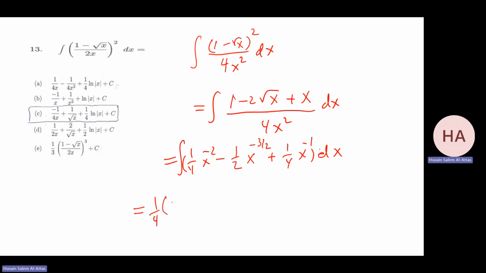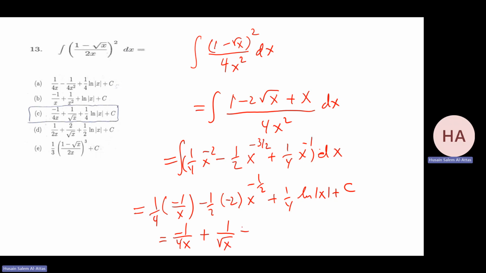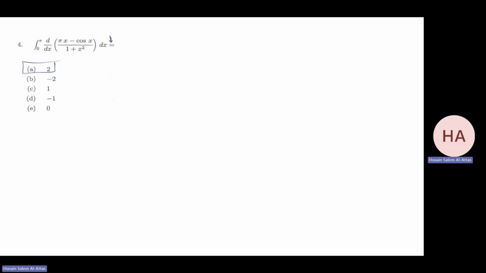This one is minus 1 over x. Okay. Minus half. I add 1, minus half. Let's see, it's here minus 2 x to the power minus half. This one plus 1 over 4 ln absolute value of x plus c. So it will be minus 1 over 4x plus 1 over square root of x with the minus sign plus 1 over 4 ln absolute value of x plus c, which is this one, the way they wrote it. Okay.